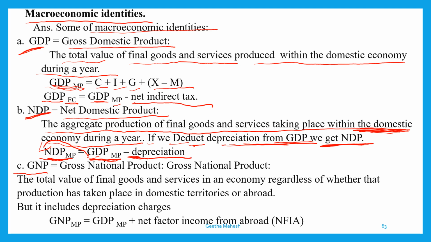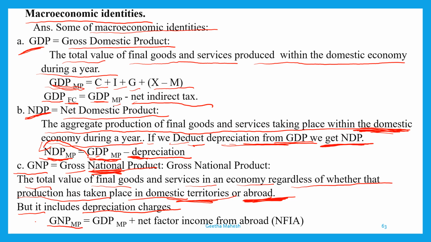The third one is GNP, gross national product. The total value of final goods and services in an economy, regardless of whether that production has taken place in domestic territories or abroad. As we are considering national, you should consider domestic territories and abroad. But it includes depreciation charges. So GNP at market price equals GDP at market price plus net factor income from abroad.